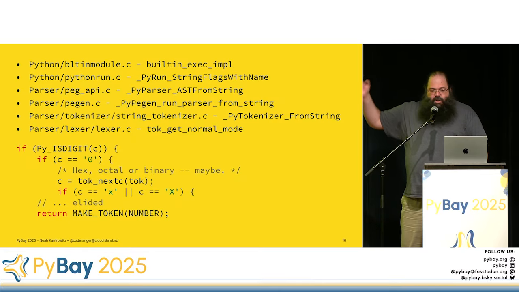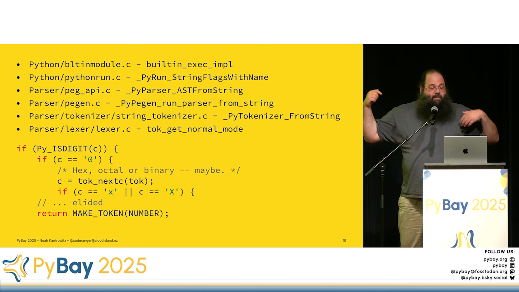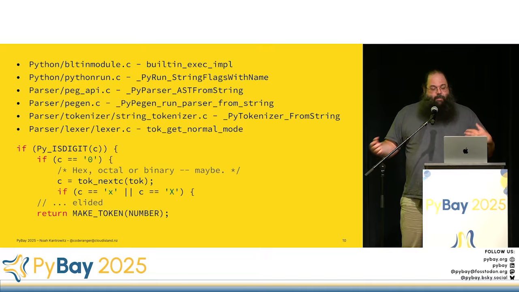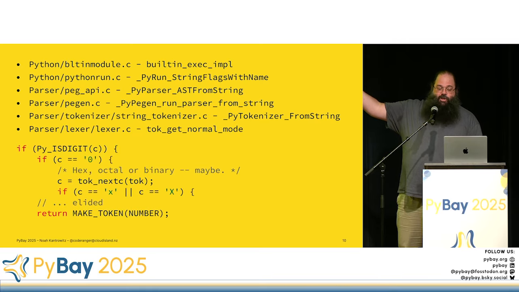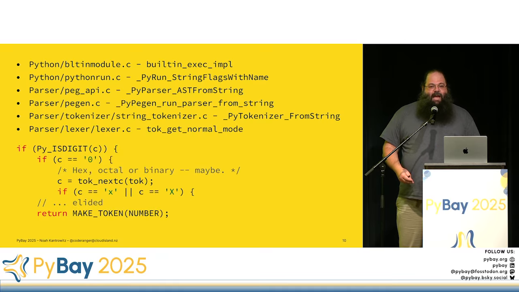To actually reach the lexer, we need to jump a ways down the stack, and in actual usage, the lexer is, despite being in C, more like a Python generator. It generates tokens one at a time as the parser asks for them, but this function, tok_get_normal_mode, is the bulk of the logic. This function goes through the characters and groups them together into tokens and slaps a label on them with whatever kind of token it is.